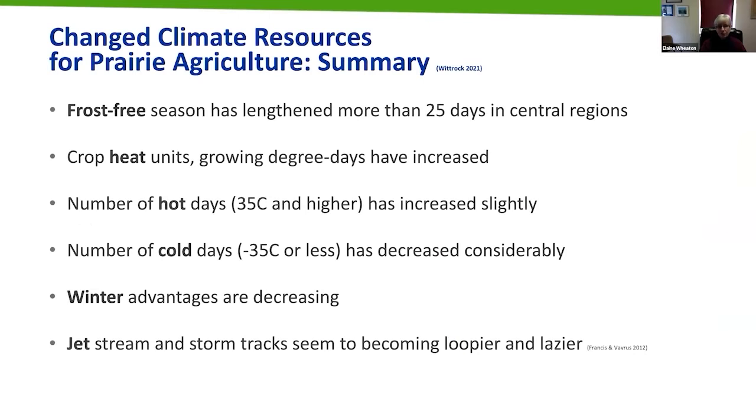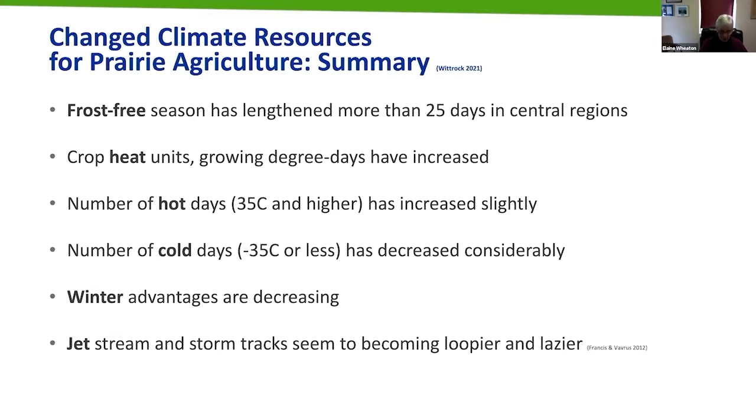Now we've come to the part where I'll just give you a quick summary of the changing climate resources for agriculture. The frost-free season is something to really note. It's lengthened about a month in some areas, especially the central and especially Alberta. Crop heat units have increased, and that gives us a lot of capabilities. The number of hot days has increased slightly. Now, this latest summer will change that a bit. Number of cold days are vanishing, and winter advantage are decreasing.